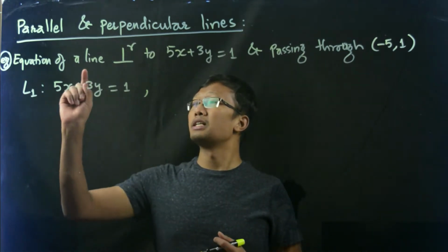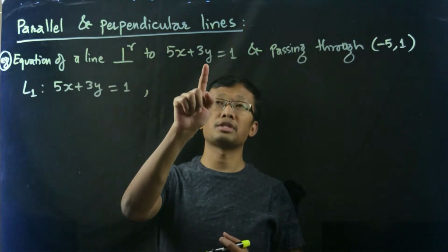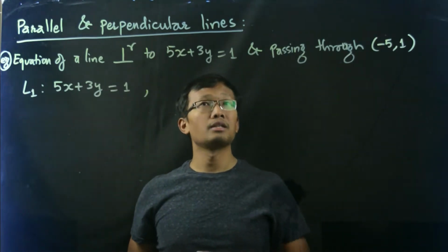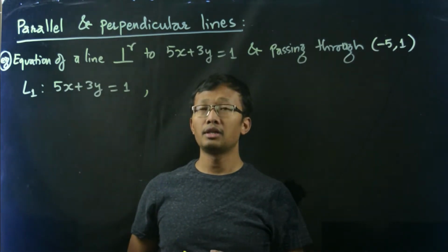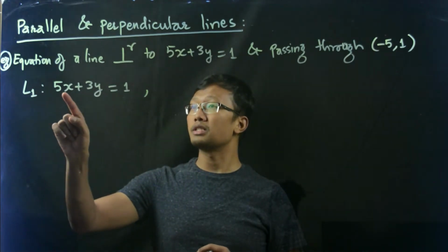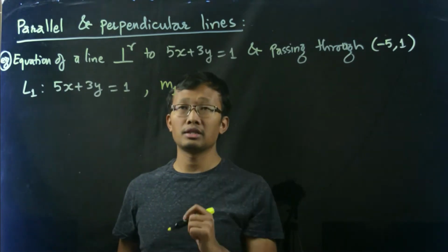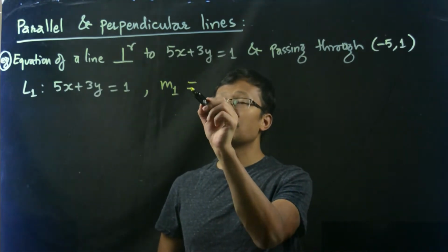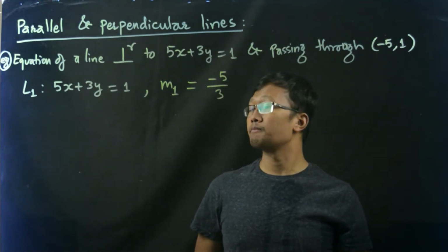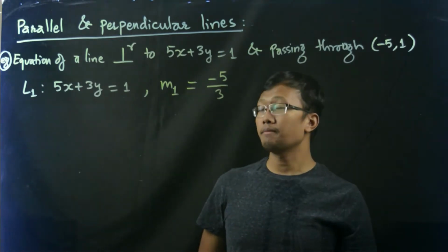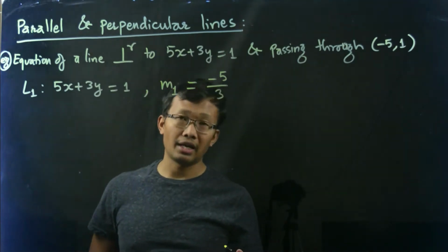Let us try to find the equation of a line which is perpendicular to the given line 5x plus 3y equals 1, and that line should pass through (-5, 1). Let us suppose L1 represents the given line. Its slope, let us denote it by m1, is equal to -5/3. How did I get this? Look at the previous lectures.